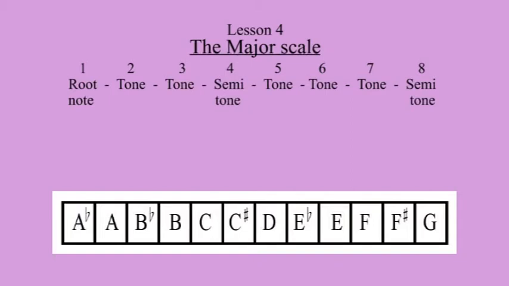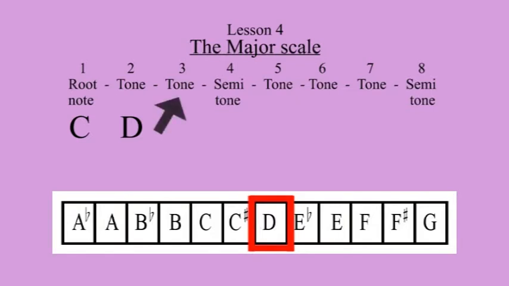For our first scale, we are going to construct it in the key of C. So let's highlight the note C in our alphabet. Because C is our root note, we can write C underneath root note number 1. Now using our alphabet, the next note we require is a tone up from C. We now move up the alphabet 2 notes from C. So our next note in the scale is D. We can now write D underneath tone number 2.